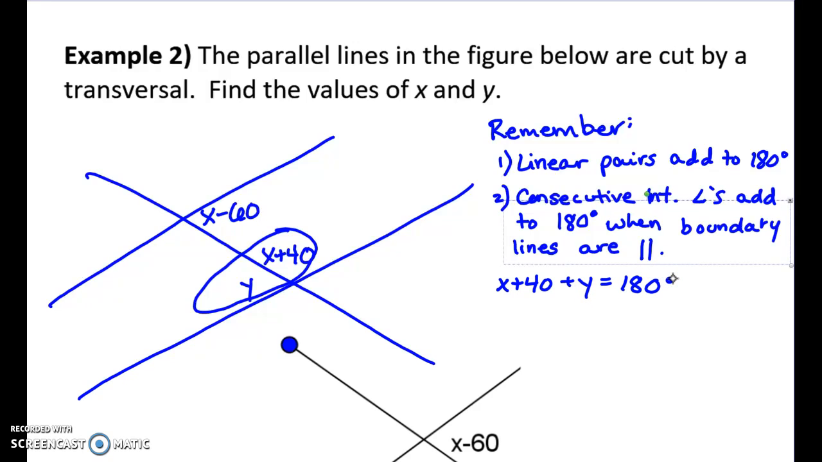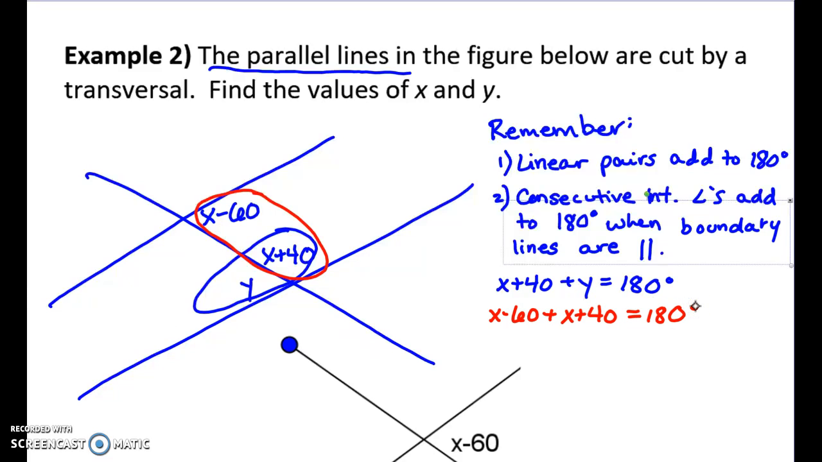The other key piece of information is that when I have boundary lines that are parallel, and they tell me the parallel lines in the figure below, then consecutive interior angles, that would be these 2 angles, they're also going to add to 180 degrees. So x minus 60 plus x plus 40 must also equal 180 degrees.